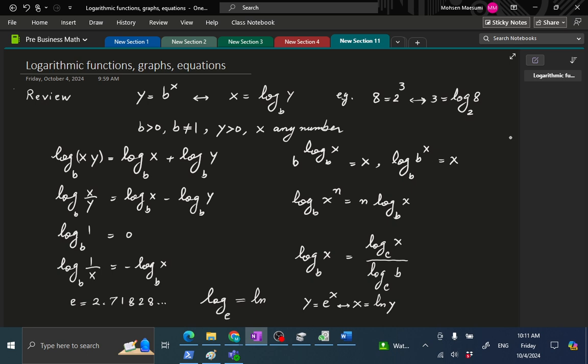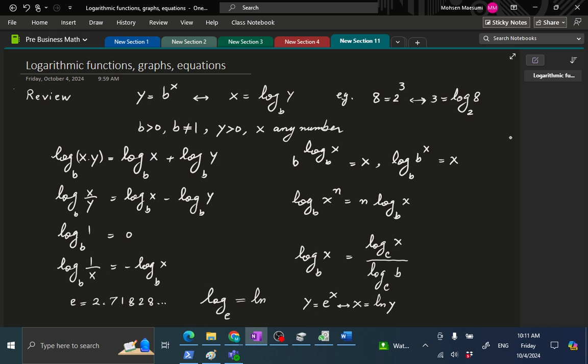And then last time we talked about the wonderful properties of logarithms. Logarithm of a product, x times y, is a logarithm of x plus logarithm of y. Logarithm of a ratio is a logarithm of numerator minus logarithm of denominator. Logarithm of 1 turns out to be 0 because b to power of 0 is 1. Logarithm of a fraction that is 1 over x, or reciprocal of x, is minus the logarithm of denominator.